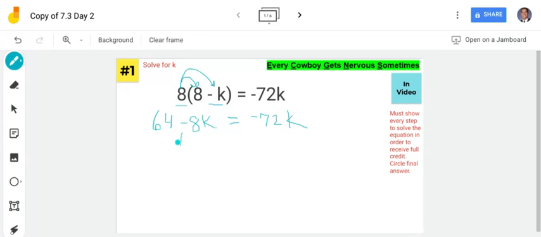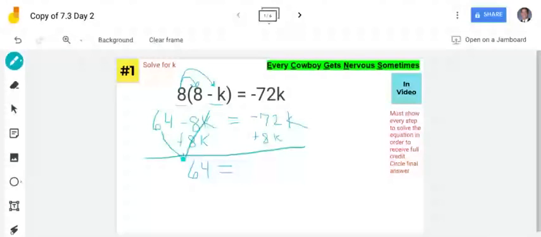So I'm going to add 8k because I know to move the term, I have to undo the subtraction by addition. So I'm going to add 8k, of course, to both sides so that those 8k's will cancel. 64 will be left on the left side, so I bring it straight down. I bring my equal sign straight down. On the right side, I have negative 72k plus 8k. Different signs, subtract, keep the big guy, and I'll be left with negative 64k.